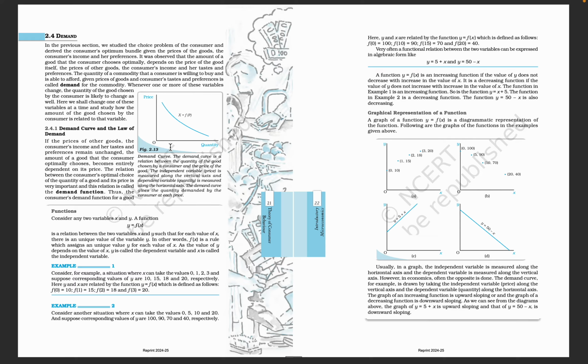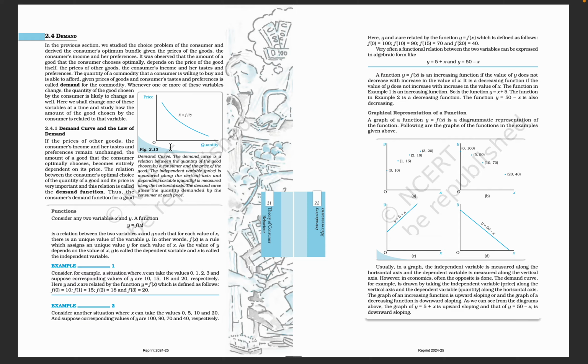Demand. In the previous section, we studied the choice problem of the consumer and derived the consumer's optimum bundle given the prices of the goods, the consumer's income and her preferences. It was observed that the amount of the good the consumer chooses optimally depends on the price of the good itself, the prices of other goods, the consumer's income, and her tastes and preferences. The quantity of a commodity that a consumer is willing to buy and is able to afford, given the prices of goods and the consumer's tastes and preferences, is called demand for the commodity.